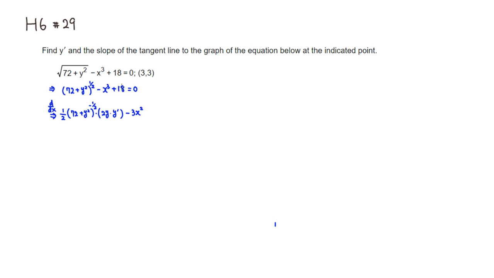Derivative of 18 is 0 because 18 is a constant, and the derivative of 0 is 0 because 0 is also a constant. So we have this. We want to find y prime, but before that we need to simplify it a little bit. There's a 2 on top and a 2 on the bottom, so you can cancel those out.